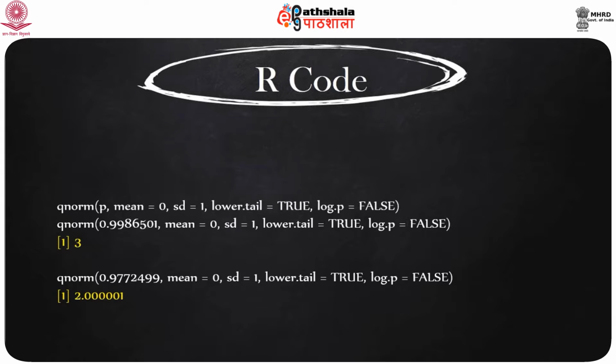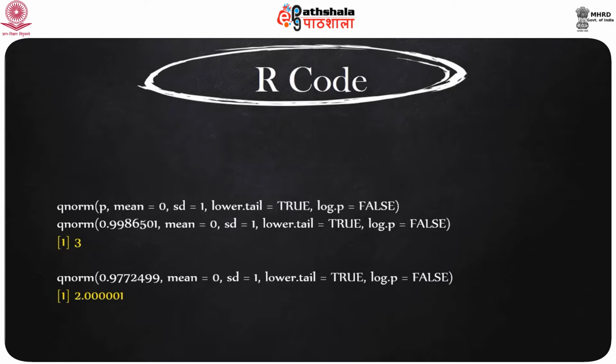So let's put the probability, that is 0.9986501, as an argument of the qnorm function, and let's see what is happening here. We are having 3 here, as it is very much expected. Again, by putting 0.9772499, we are getting approximately 2 as an output.